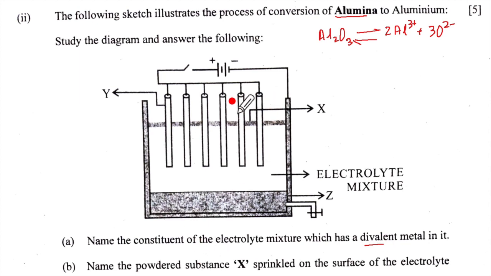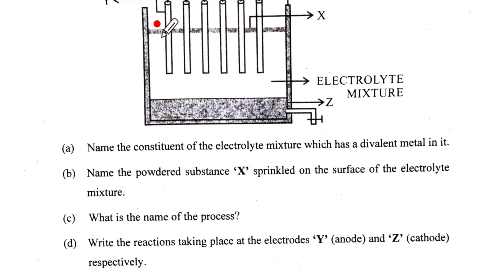Now you know that this is your Hall-Heroult process where we are extracting aluminium from alumina, and then we have fluorspar. Fluorspar is calcium fluoride, right? Now it contains calcium which is divalent, yes. So the constituent which has divalent metal is going to be fluorspar. Name the powdered substance X which is sprinkled on top of the electrolytic mixture. Now this is powdered coke. So X is powdered coke. Supposing they had to tell you which was the element in that, then you say carbon.